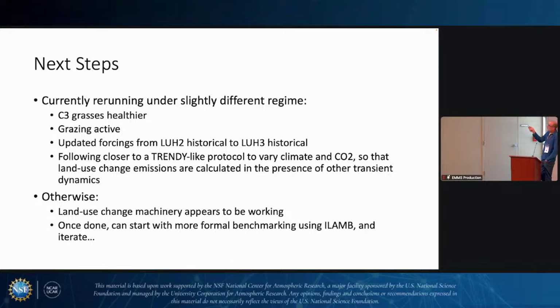And then the next steps, we're currently rerunning under a slightly different regime with healthier C3 grasses. We've turned on grazing, and now there's something for the grazers to eat because of the C3 grasses. We're updating the forcings from LUH2 to LUH3, and I'm going to follow something closer to the TRENDY-like protocol, varying both climate and CO2 so that we can calculate these things in the presence of these other things. But otherwise, the land use machinery itself seems to be working. And once we're done with this, we can start to do more formal benchmarking using things like ILAMB that take into account the land use. So I'll stop there.